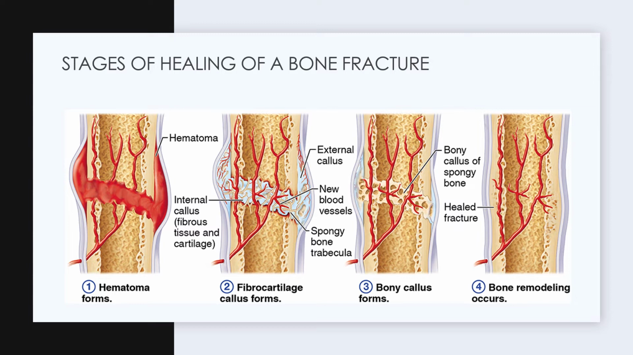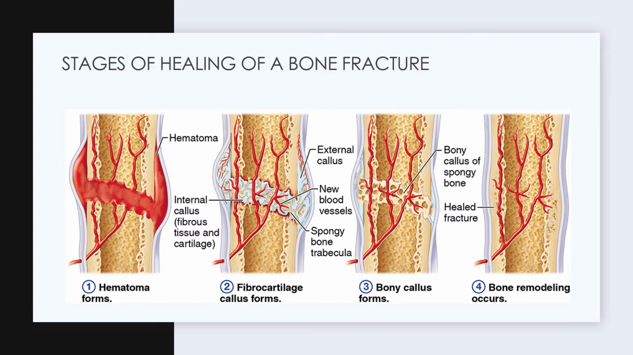The bony callus forms. So as more osteoblasts and osteoclasts migrate in the area and multiply, the fibrocartilage callus is gradually replaced by bony callus made of spongy bone, and then bone remodeling occurs over the next few weeks to months. So depending on the severity of the break, company line is it usually takes about 6 weeks for a bone to fully heal. The bony callus is remodeled in response to mechanical stresses placed on it so that it forms a strong permanent patch at the fracture site.